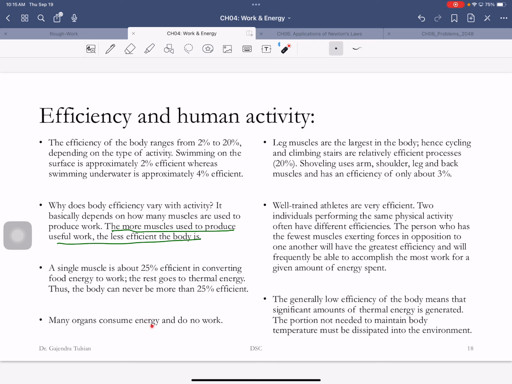Many organs consume energy and do no work. Let's say the body secretes enzymes and stuff like that. It's not doing any work, but it's consuming energy. Well-trained athletes are very efficient. Two individuals performing the same physical activity have different efficiencies. The person who has the fewest muscles exerting forces in opposition to one another will have the greatest efficiency. And that's what your training is about.